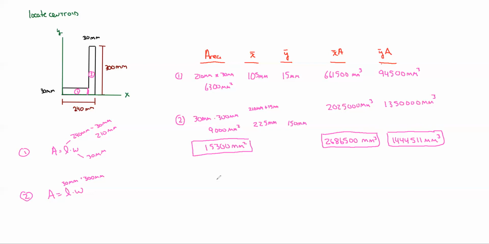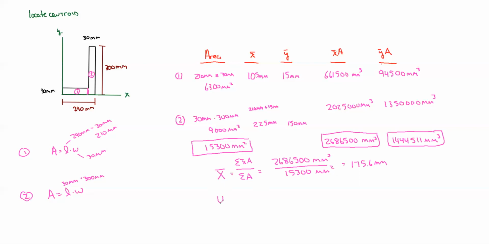Okay. Capital X bar is equal to the summation of x bar A divided by the summation of the area. In our case, that's 2,686,500 cubic millimeters divided by 15,300 square millimeters. And I think you get something like 175.6 millimeters, right? You've got cubic millimeters on the top, square millimeters on the bottom. The squares cancel out, leaving us just millimeters, and I think the arithmetic is correct.